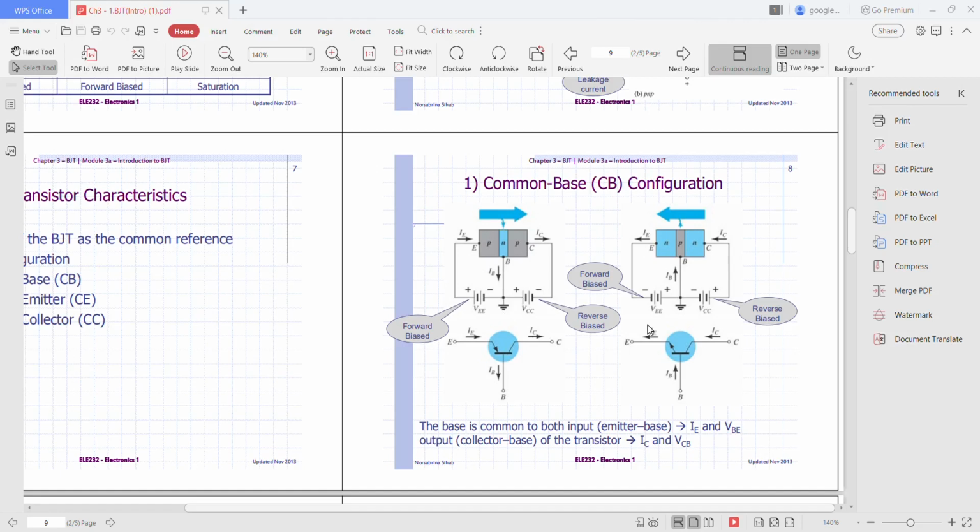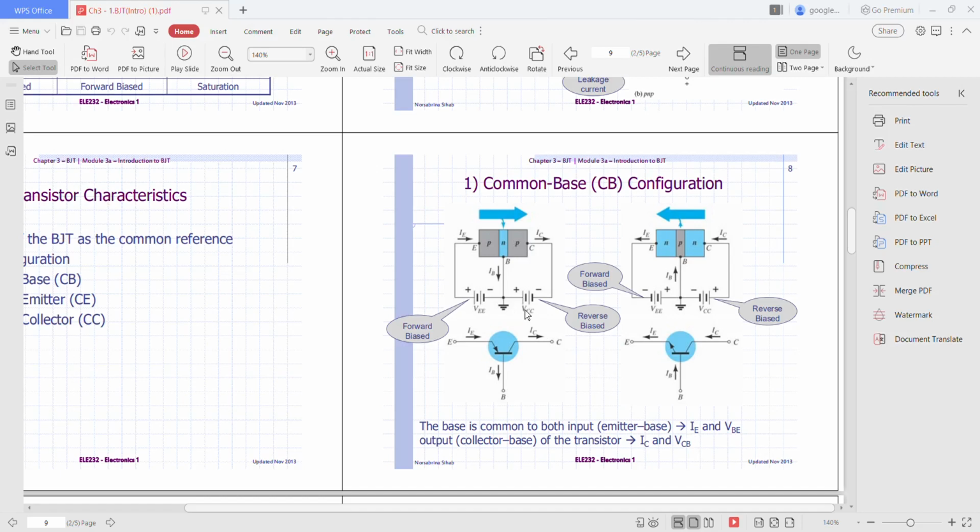The base is usually the terminal closest to or at ground potential. So mostly in common base configuration, the ground is at the base terminal. The base is common to both input, emitter base IE and VBE, and output, collector base of the transistor, IC and VCB.